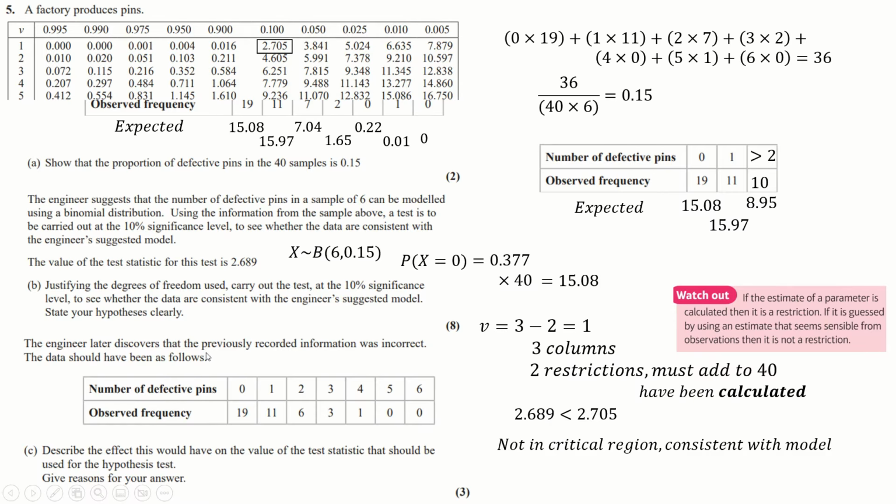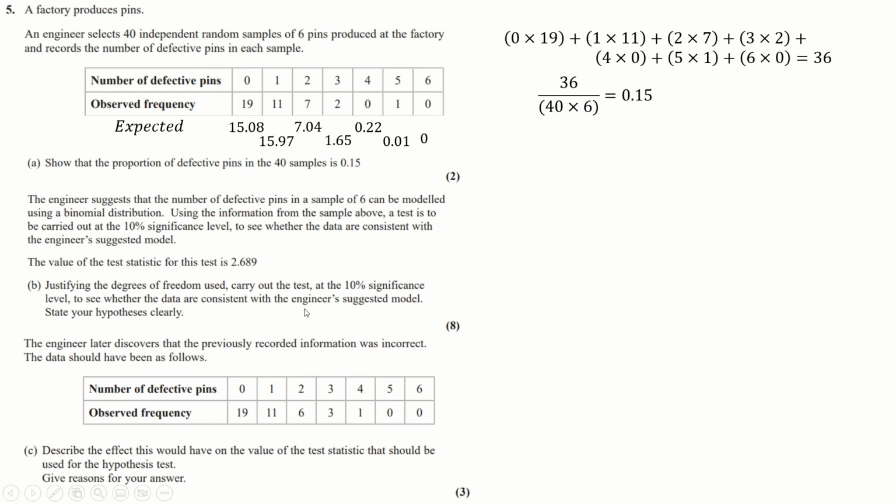Anyway, the engineer then discovers that the counting was incorrect, and actually this is the distribution. So notice how they made a mistake here. It's actually 6 and 3, and then they also made a mistake here. Does that affect any of the things that you've just done?